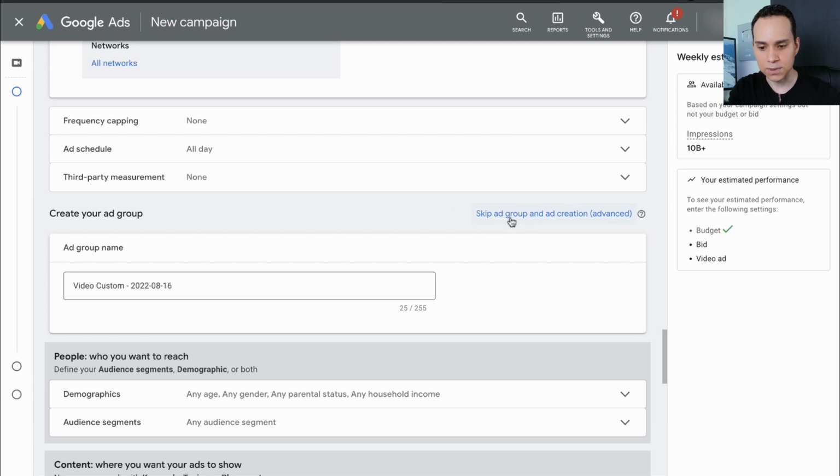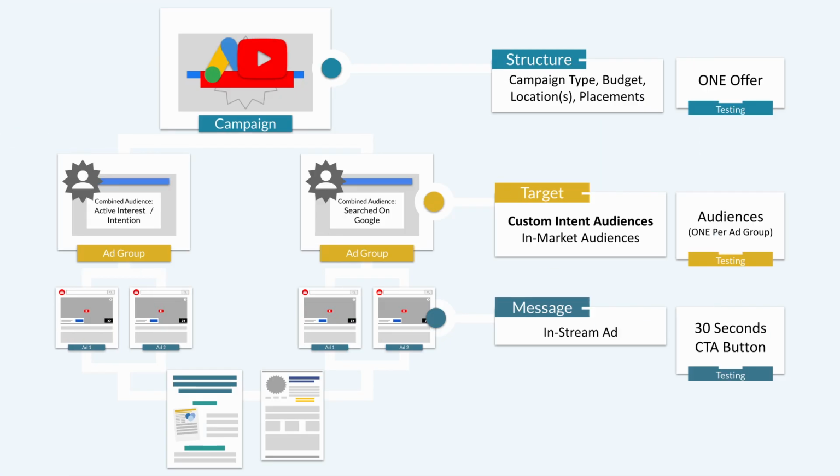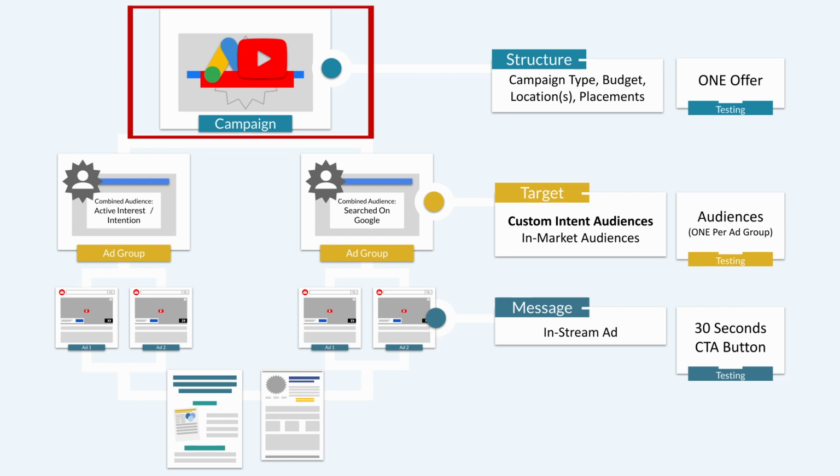So then we have this option, skip ad group creation. So if we jump over to our diagram here, at the very top, we've just completed setting up our actual campaign. So this is where we set the locations and the budgets and the inventory type.